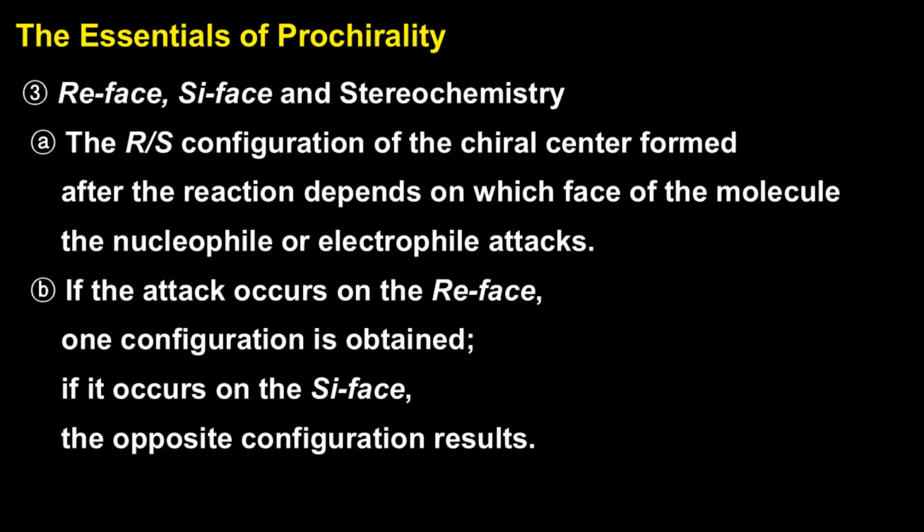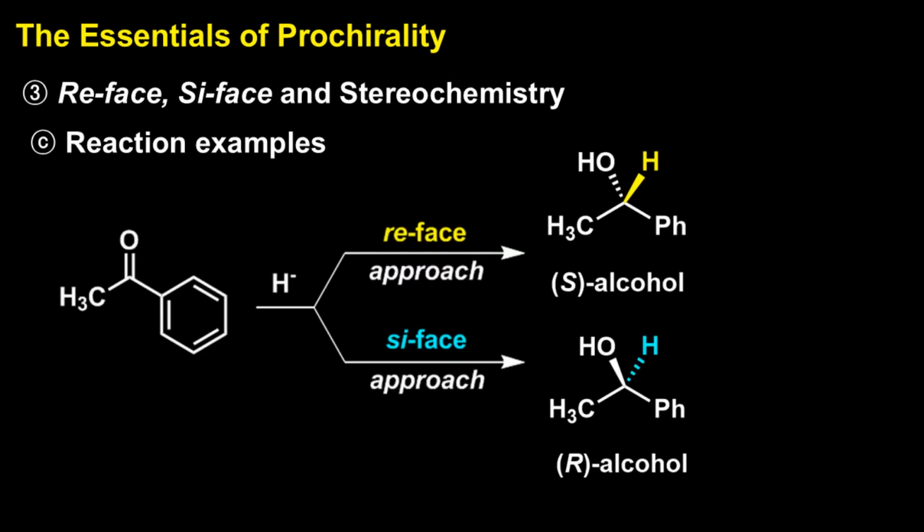Now that we know how to tell the difference between the re-face and the si-face, let's talk about why that actually matters in a reaction. When a nucleophile or electrophile attacks a prochiral sp2 carbon, the side it comes in from, the face it chooses, is what determines the stereochemistry of the new chiral center that forms. In other words, which face gets attacked decides whether we end up with an R or S configuration at that carbon. Let's take a closer look at a specific example, the reduction of acetophenone.